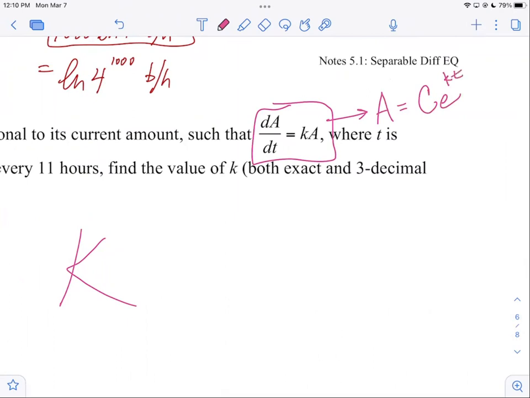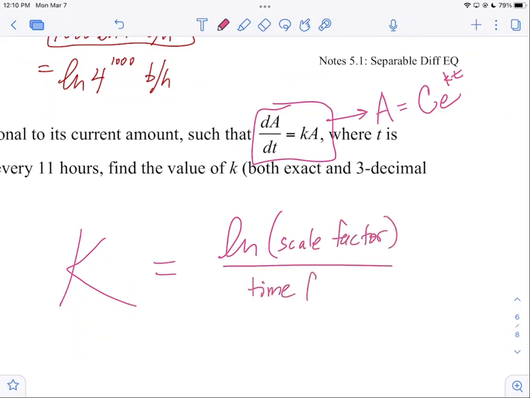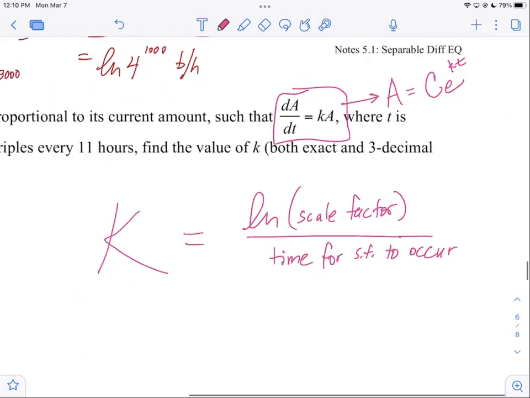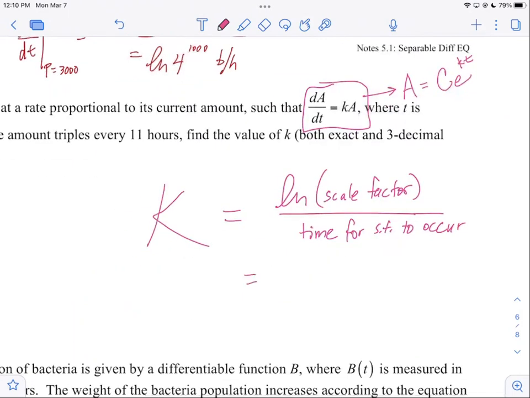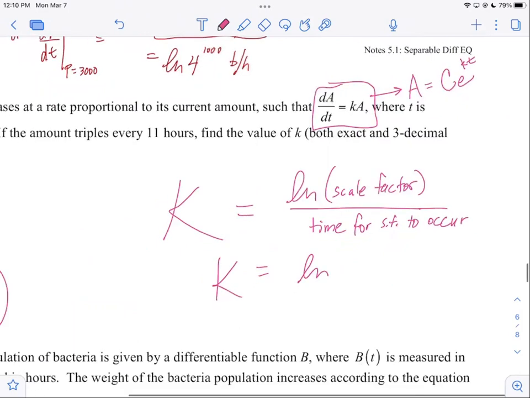That's the general solution. And then you either create two ordered pairs and plug them in to find k, or you remember that k is equal to the natural log of the scale factor, whatever it was, divided by the time for the scale factor to occur. If you remember that, and you don't have to, it's a big time saver. In this case, k would equal the natural log of what? Perfect, boom, and there it is.